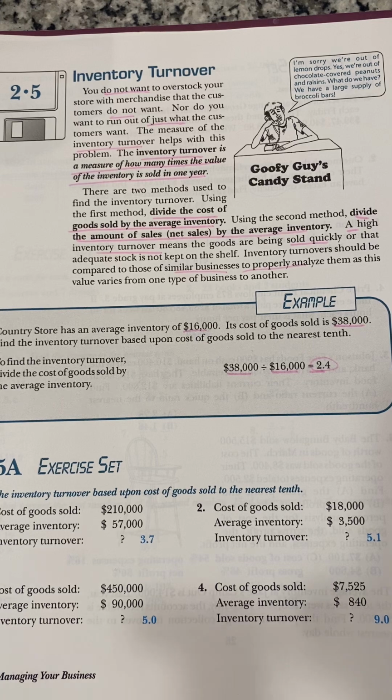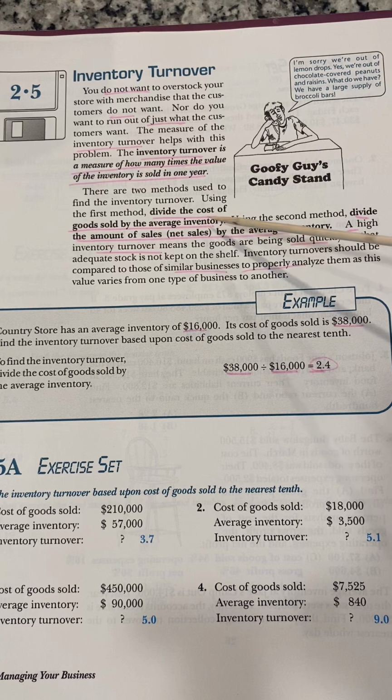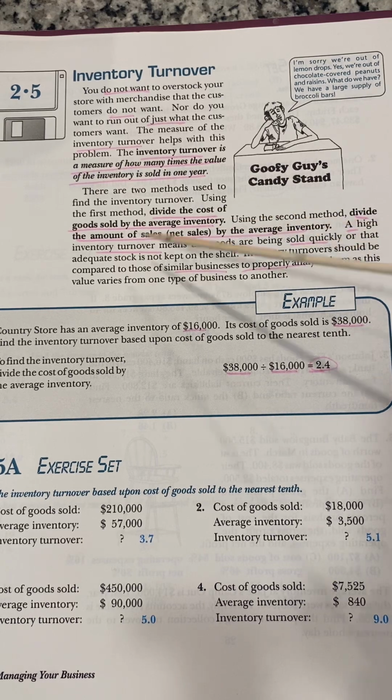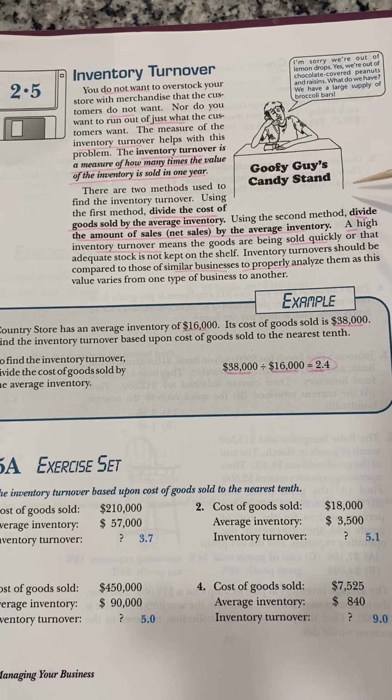There are 2 methods to find the inventory turnover. Using the first method, you're going to divide the cost of the goods sold, that means what you're paying for your goods sold, by the average inventory. And then using the second method, you're going to divide the amount of sales, which is net sales, by the average inventory. So you're always dividing by the average inventory.